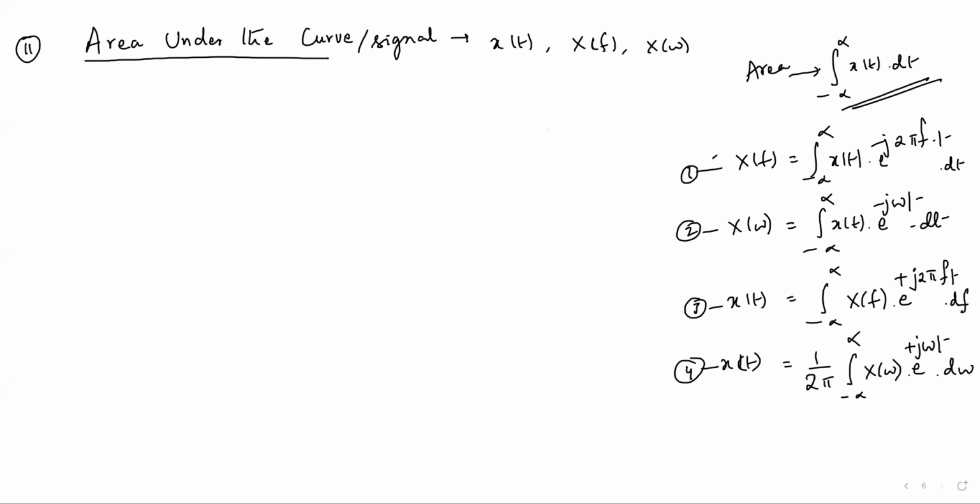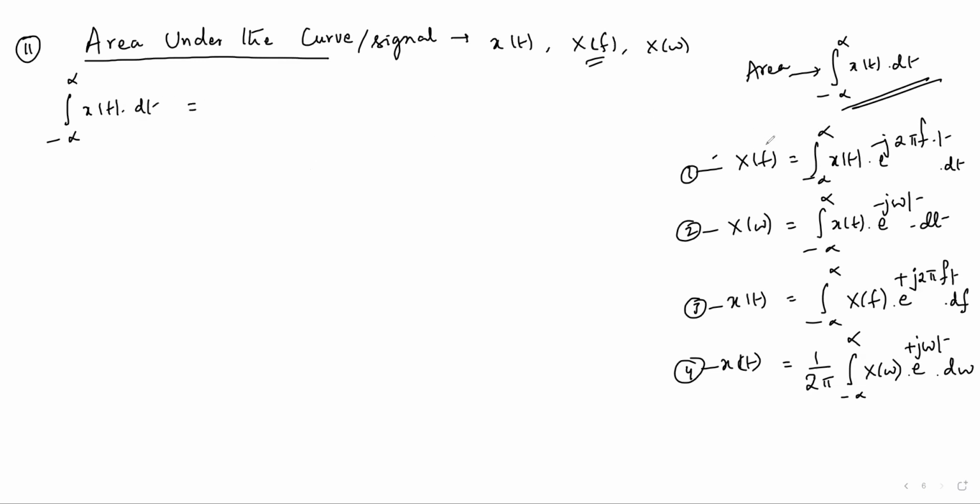The third expression gives integration of x of f. So the area under the x of f signal, we can find by using the third expression. Similarly, the fourth expression gives the area under x of omega. See how it is. So we want integral from minus infinity to plus infinity of x of t dt, the area under the signal x of t.